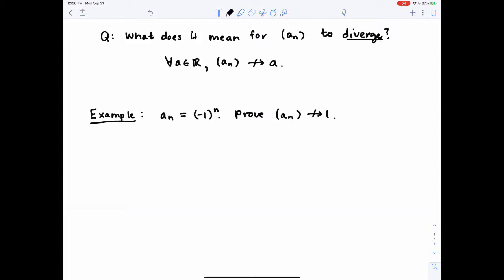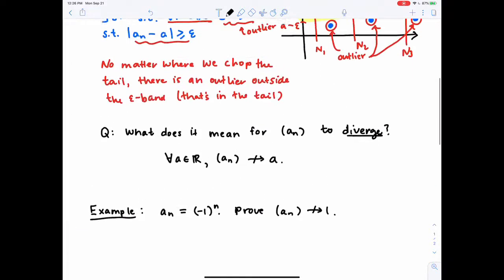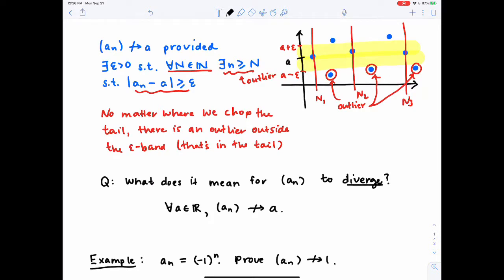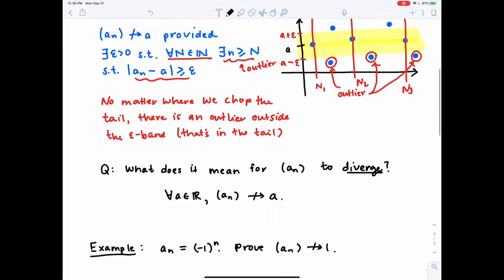I would encourage you to draw yourself a picture. What I would do is write out the definition of what it means for your sequence not to converge to 1. Draw the picture specific to the sequence (-1)^n, and see if you can start making progress on how you would demonstrate that no matter where you chop the tail, there's always an outlier. So pause your video and try that.